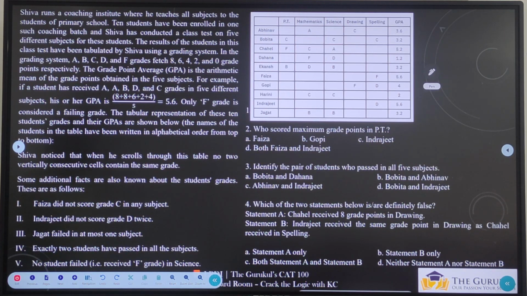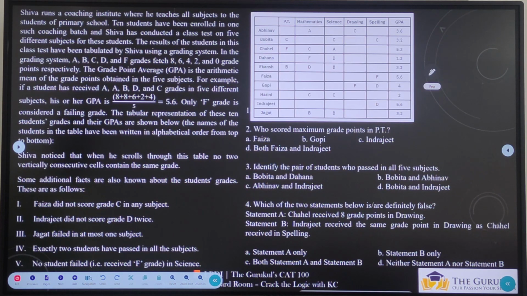In the grading system, A, B, C, D, F grades fetch 8, 6, 4, 2 and 0 grade points respectively, which means A grade is 8 points, B grade is 6, C grade is 4, D is 2, F is 0, which means fail ideally. The grade point average, GPA, is the arithmetic mean of the grade points obtained in 5 subjects. For example, if a student received A, A, B, D, C grades in 5 different subjects, his or her GPA will be (8 + 8 + 6 + 2 + 4) / 5 = 5.6. Only F grade is considered as the failing grade.